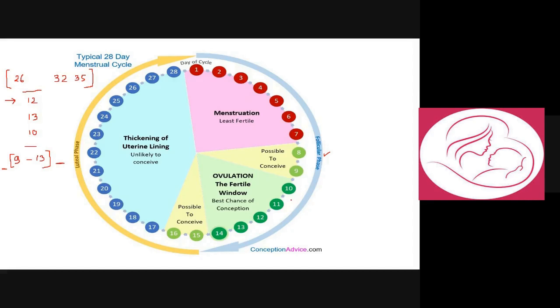Some couples do take a gap of 1 day between intercourse. I would recommend please don't do that. Try to have it at least once every day in this phase, because it is very critical.